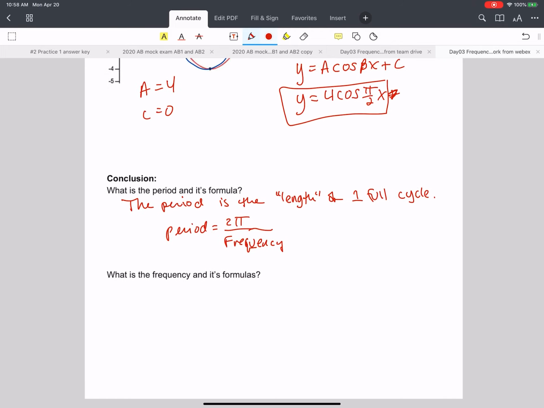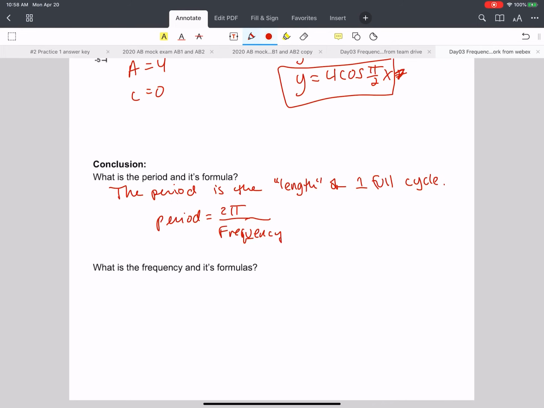Okay? The frequency is how many full curves exist from 0 to 2 pi. It's the easiest way to say that. And the frequency formula is 2 pi over the period. That's it. 2 pi over the other guy.